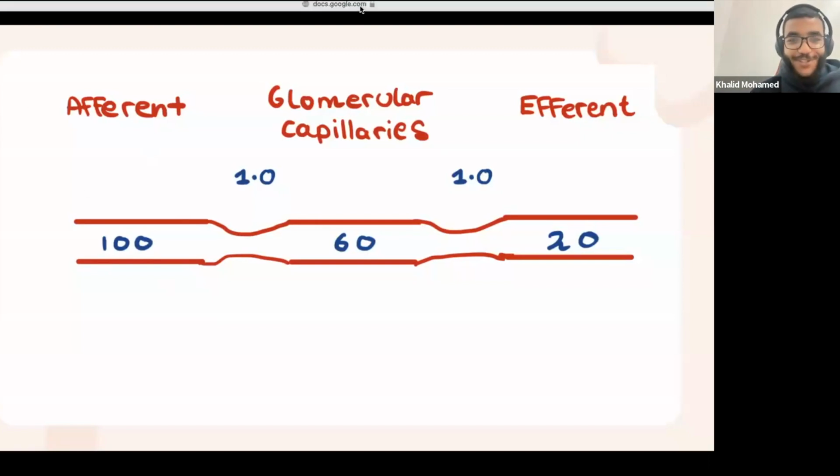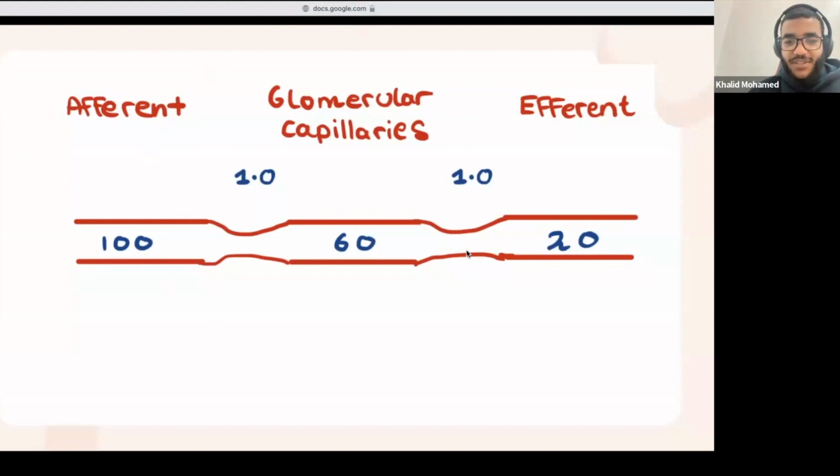So this is the normal distribution. You'll have the resistances of afferent and efferent, if they're equal, these will be the pressures, okay? So 100 here, and then due to this constriction, it will become even less over here. And then due to this constriction, it will become even less over here, okay?